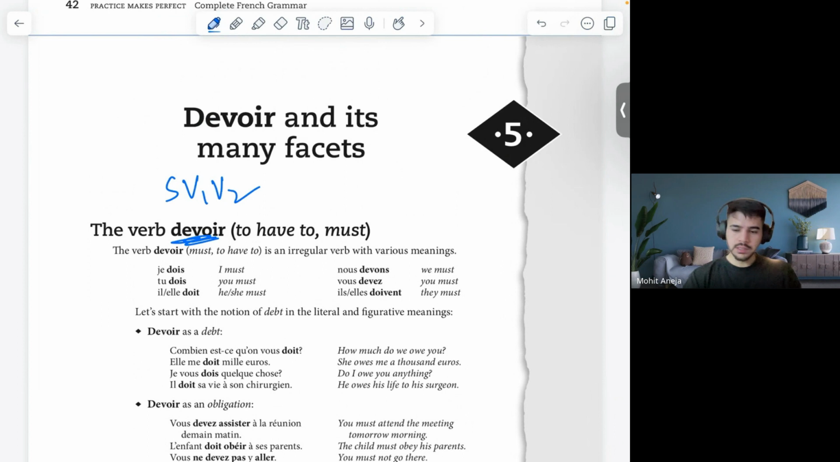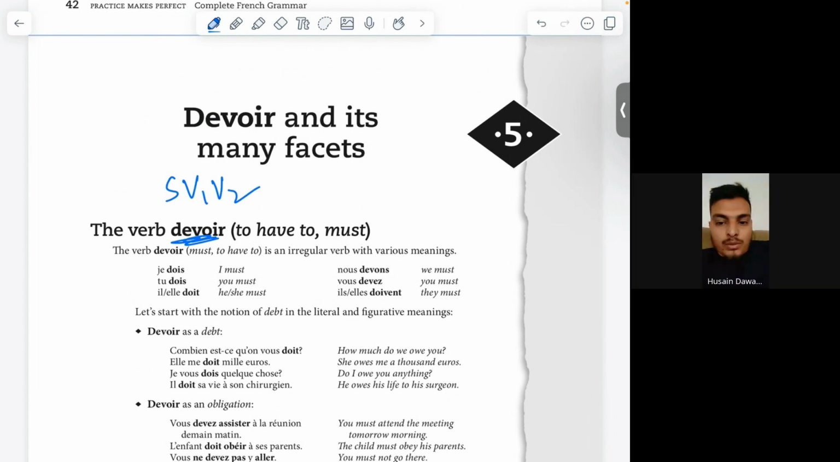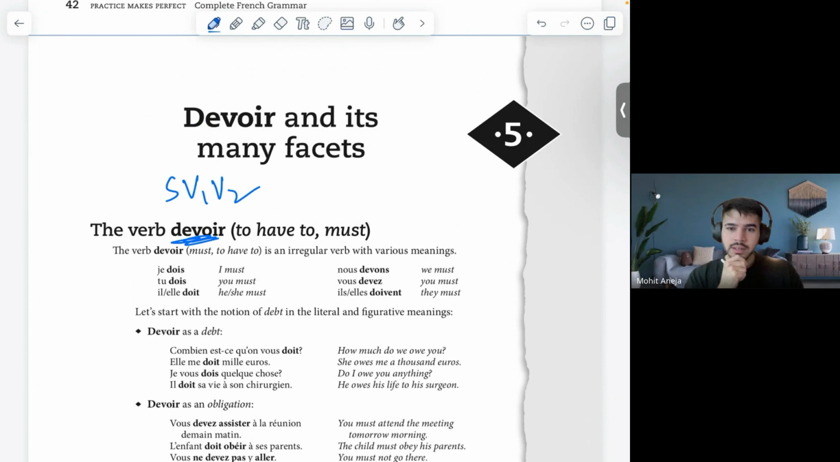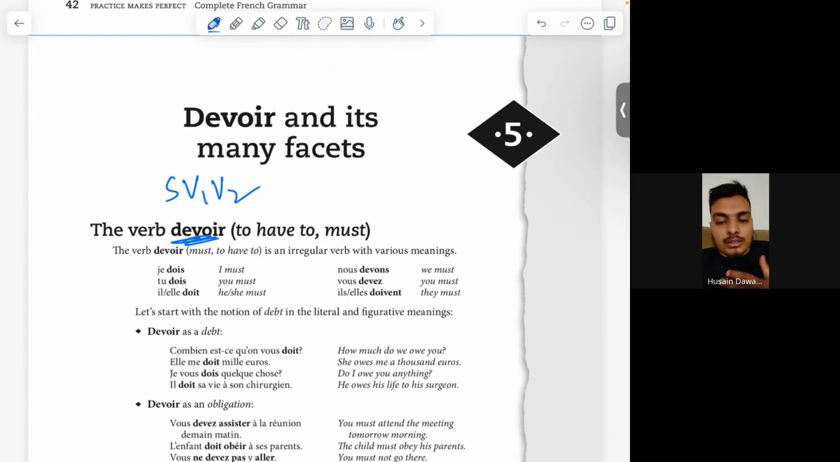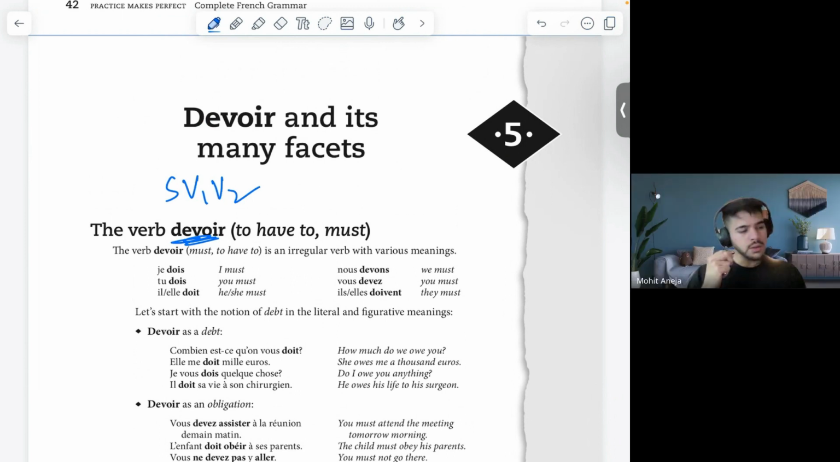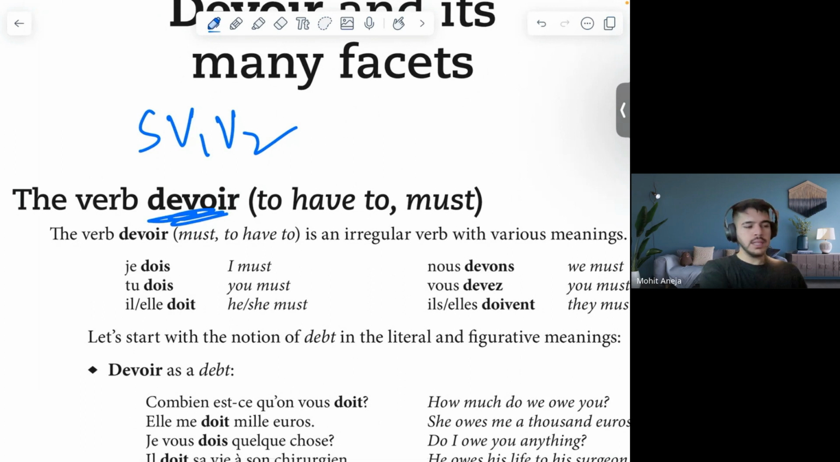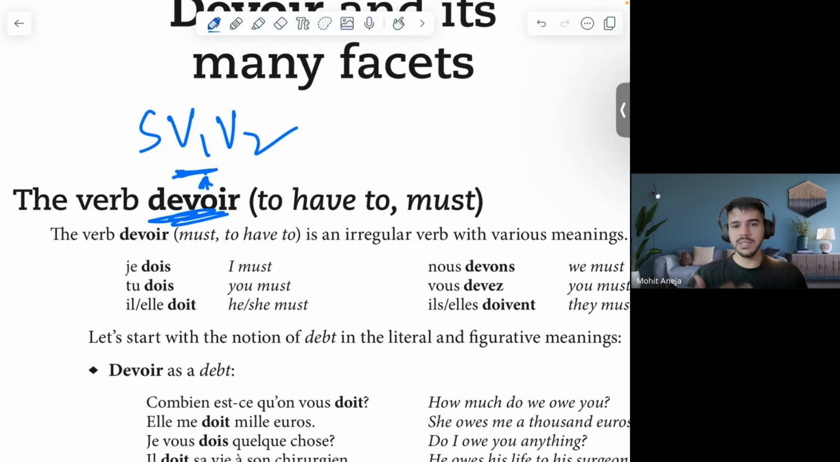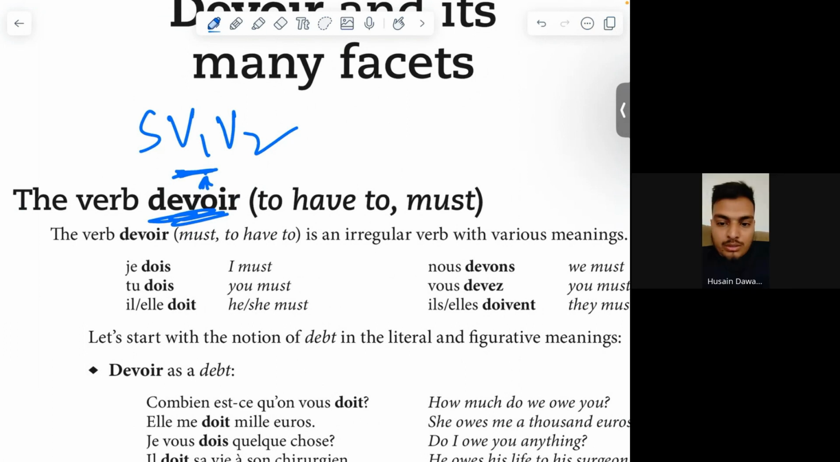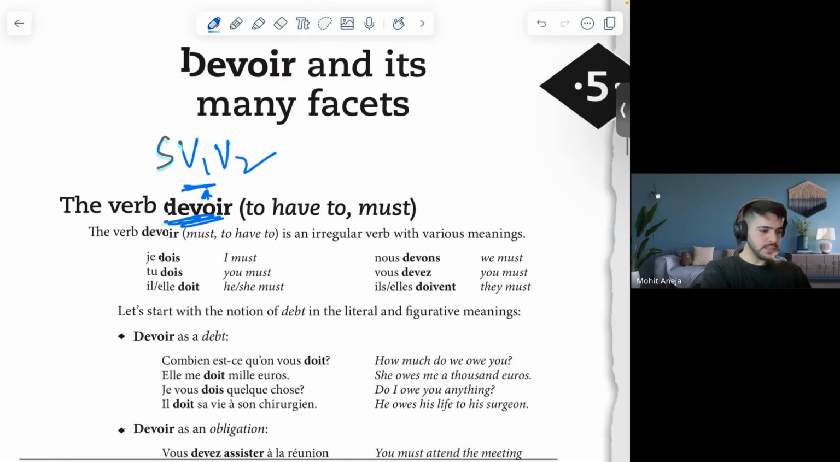Hussein, can you repeat this for me? The V1 will be conjugated with the subject and V2 will be infinitive. It will be as it is. So exactly, yes. Most cases में when I have to say I must, devoir takes the form of V1, which means devoir will be conjugated या फिर infinitive. Conjugated with the subject, exactly.